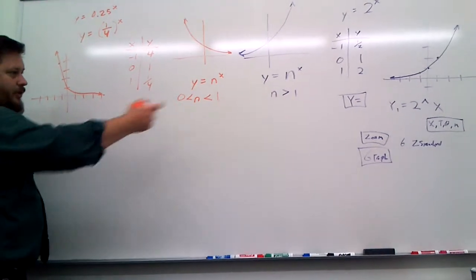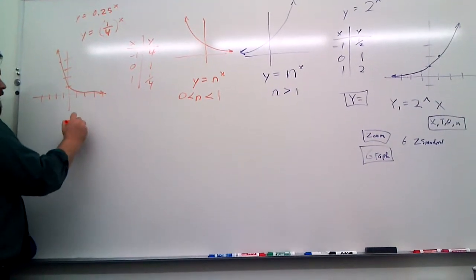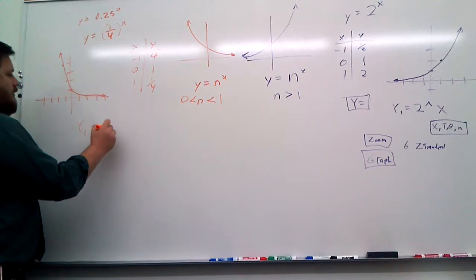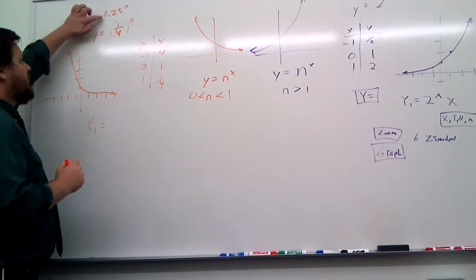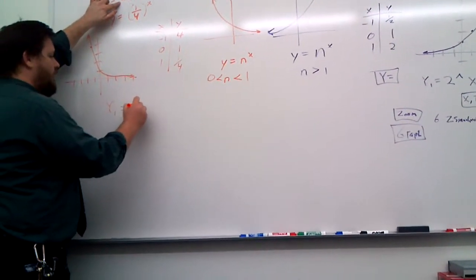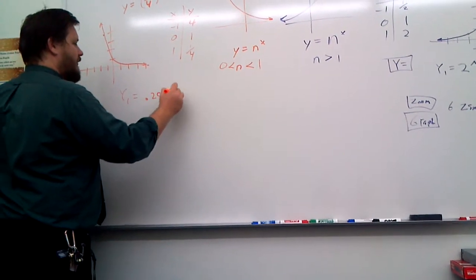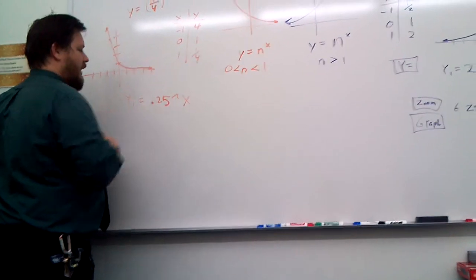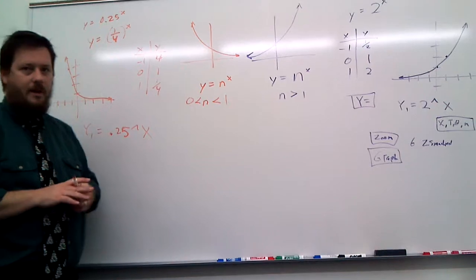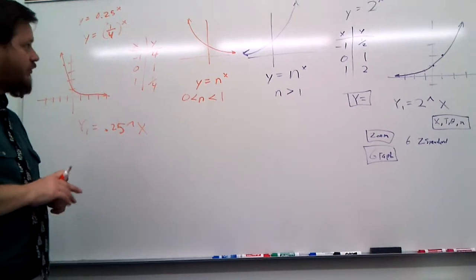And again, you could also confirm this on the calculator by going in and typing. When you type it on the calculator, it's probably easier to do the decimal. So 0.25 to the power of x, and you should get the same window again. And that is how you sketch exponential functions.